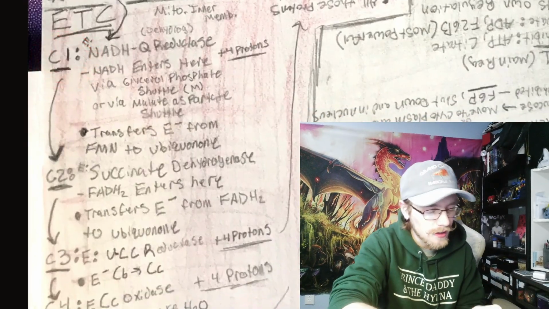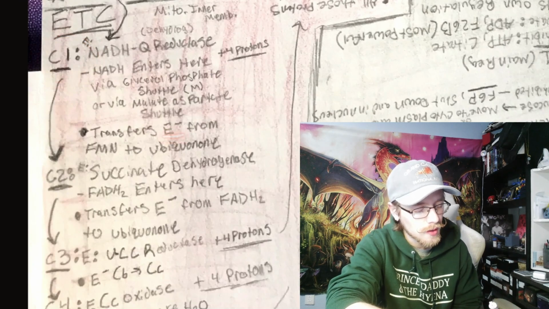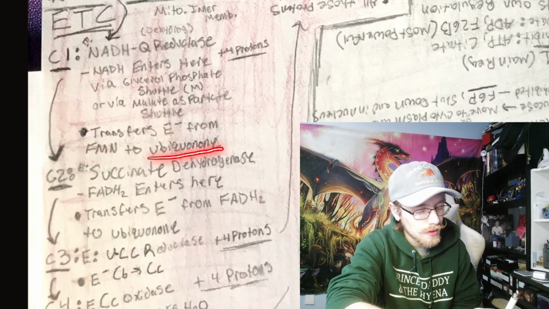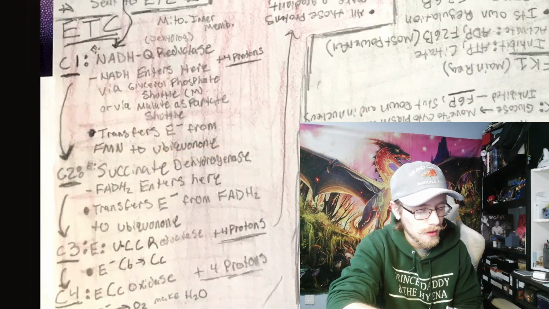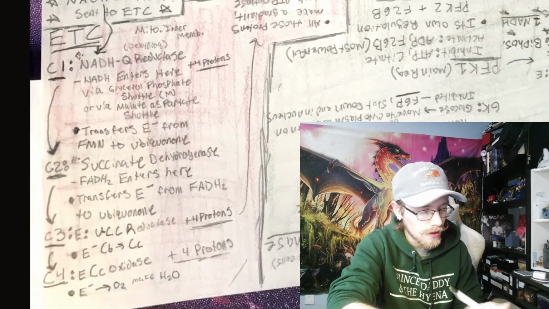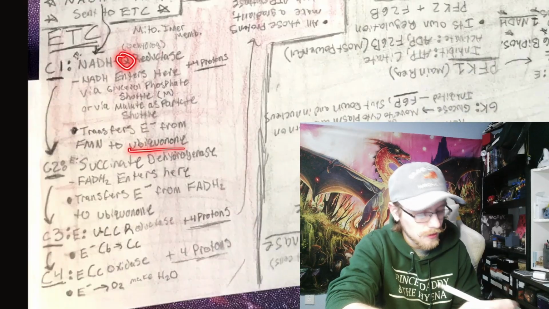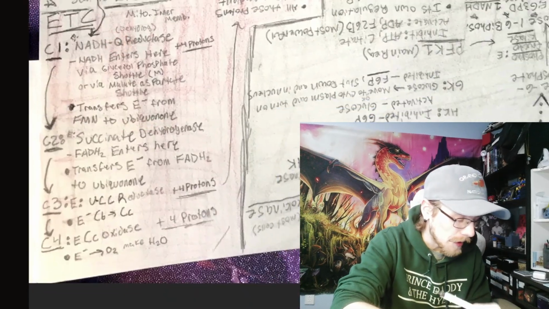complex 1. At the end of the day, it's going to transfer electrons from some iron to this stuff called ubiquinone. Ubiquinone is going to be important. It's going to come up a lot. Q is ubiquinone, just in case that comes up.